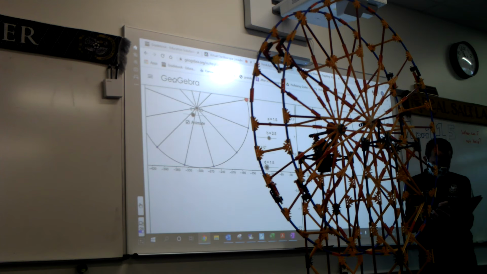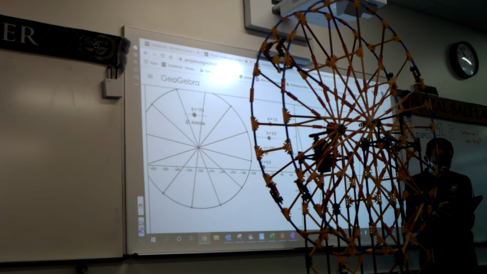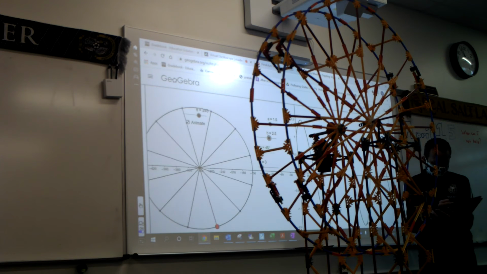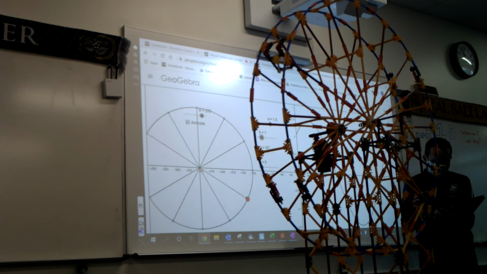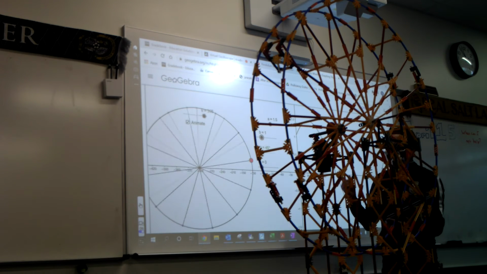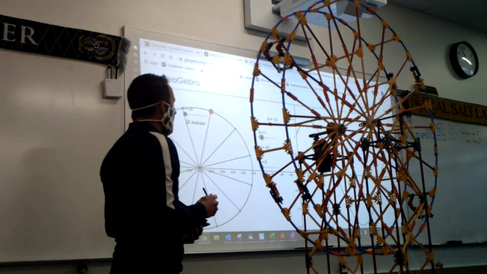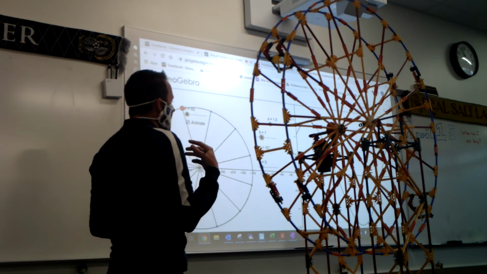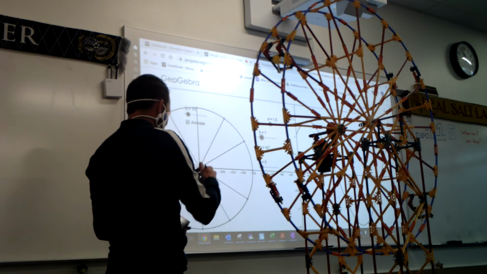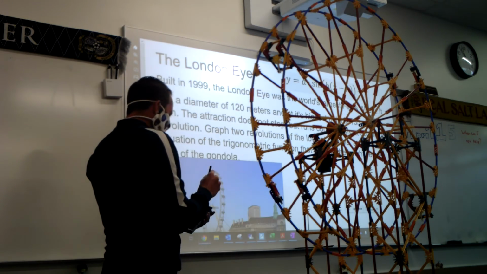We can also shift it up and down and left and right. But the whole point that I'm trying to get you to see here, let's slow that down a little bit, is that the motion of a Ferris wheel when modeled height versus time is going to make a sine wave. And our goal is going to be to come up with the equation that models that data. All right? Now we're going to see that. Let's move this now out of the way.